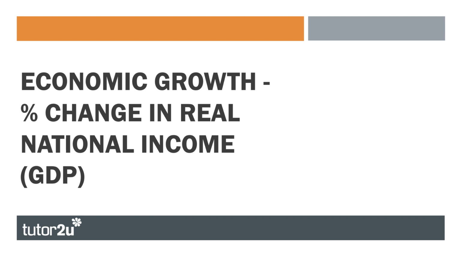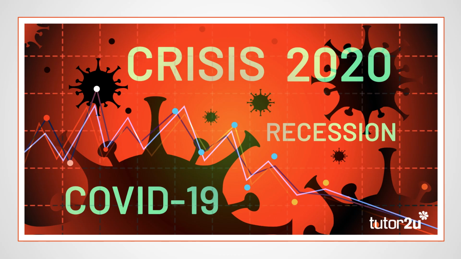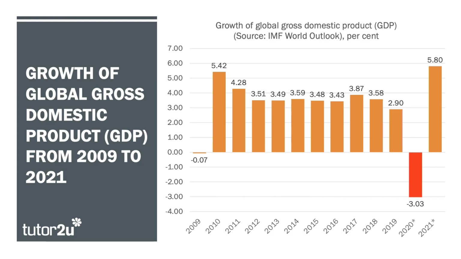Second way of measuring how successful a country is to see how fast, how rapid is their growth. We normally measure economic growth by the percentage change from year to year in a country's real national income. That's the value of the output of the goods and services produced in an economy. Crucially, of course, we know that in 2020 the world economy is in a recession. Take a look at this chart.